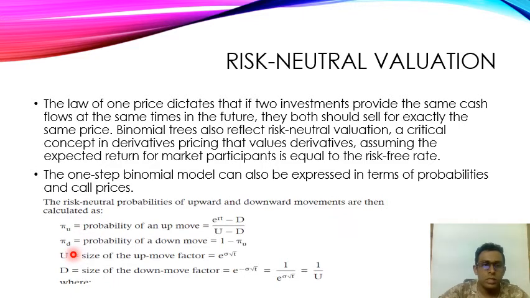The size of the up move u is calculated by e raised to sigma into root t, where sigma is the volatility and root t is the length of the time in which the binomial tree operates. And d is 1 by u. So these are the factors that we need to consider when valuing under risk neutral valuation. With an example, we'll see how it goes on.